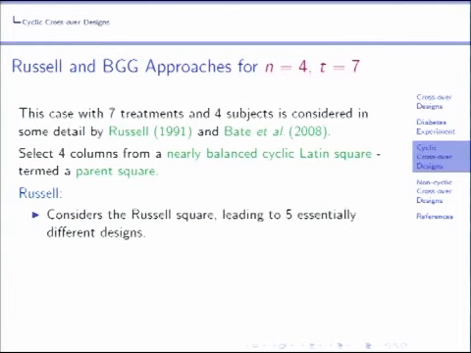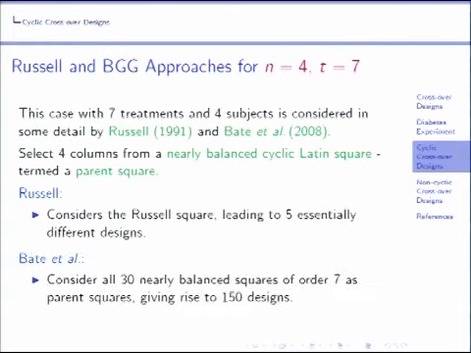So with the case for n is 4 and t is 7, he basically has 1 square leading to 5 different designs. All we did was say, rather than look at one nearly balanced square, let's look at all the nearly balanced squares. So we had an algorithm to generate all the nearly balanced squares of order 7, and there were 30 of them, which led to 30 times 5, 150 different designs.